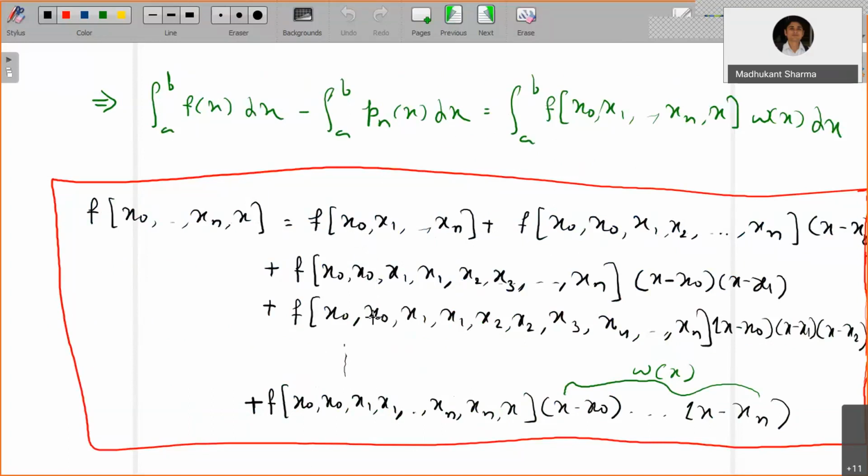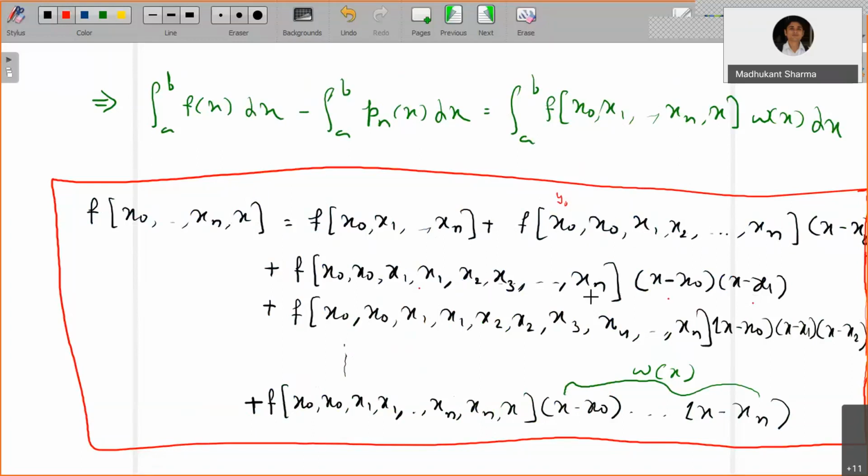So by using the recurrence relation, the following. f of x0, x1 to xn plus f of, so it was here y0, that we have chosen as x0 here. So x0, and x1 to xn comma x minus x0, y0. Now again you will replace this by the recurrence relation that will lead to this x minus x0 into x. Then you have x1 repeated twice.